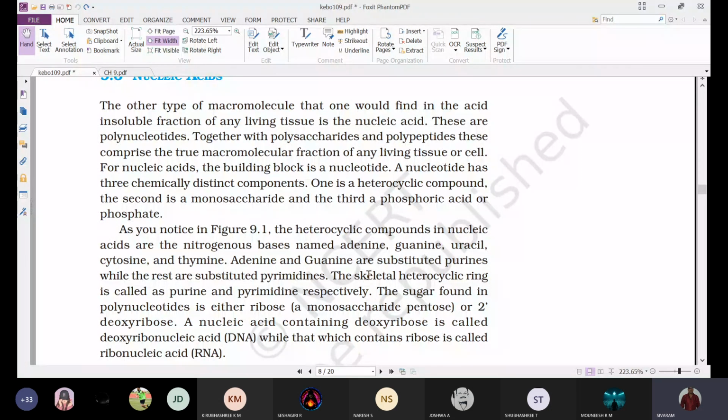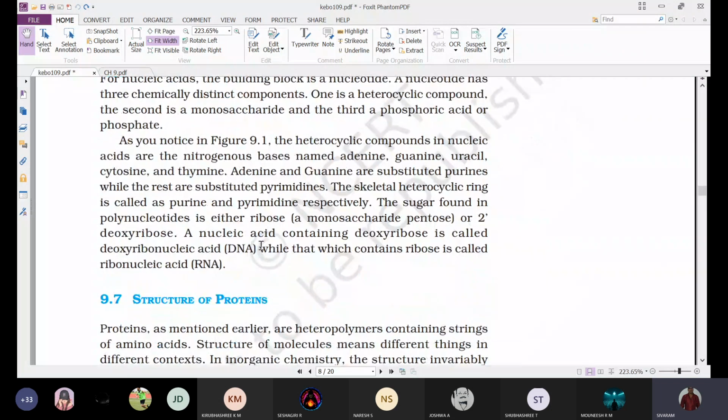One is a heterocyclic compound, that is the nitrogen base. The second is a monosaccharide, that is a ribose. And the third is a phosphoric acid or phosphate. We already discussed these nucleotides yesterday. You can see them once we go through that material.